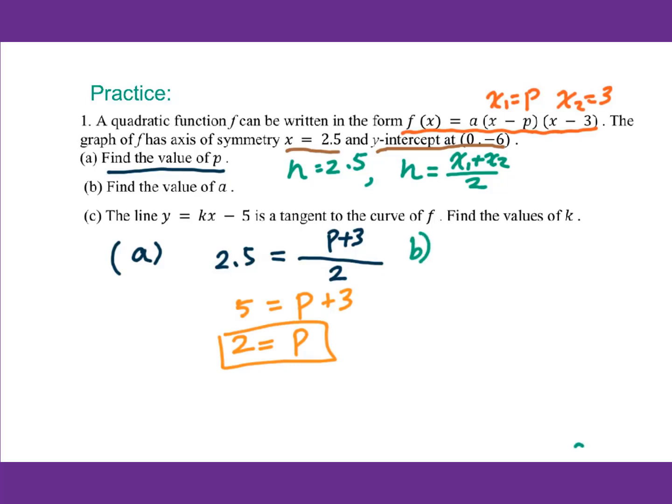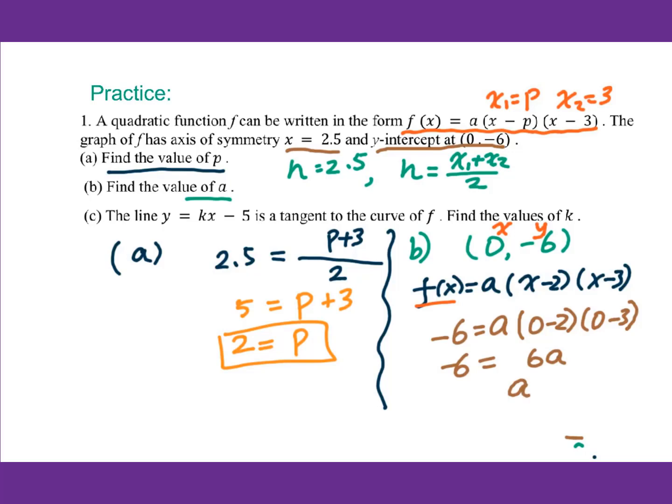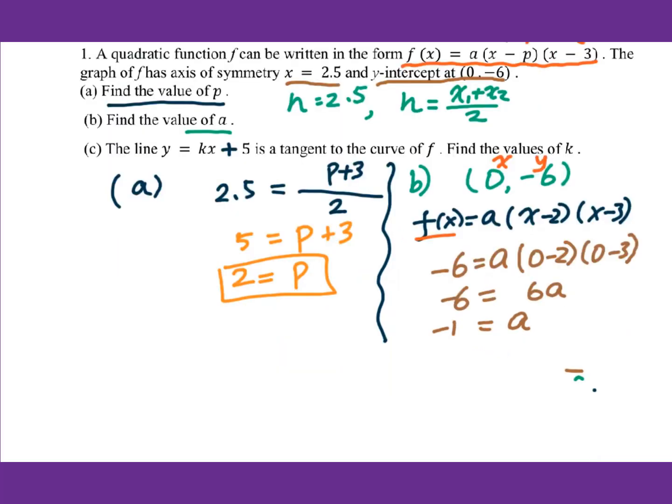For b, find the value of a. We're using the y-intercept, that's (0, negative 6). Basically, we plug into this form, f of x equals a times (x minus 2)(x minus 3), since we already got p equals 2. Then we plug in x equals 0 and y equals negative 6. F of x means y, so we got negative 6 equals a times (0 minus 2) times (0 minus 3). So we got 6a equals negative 6, a equals negative 1.